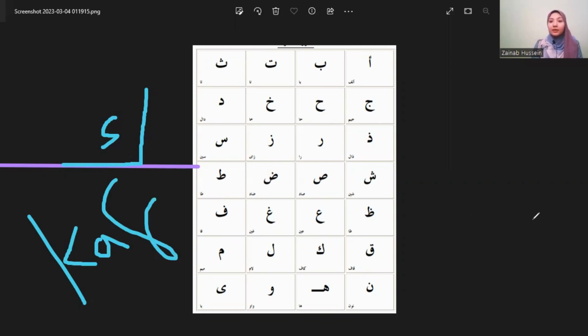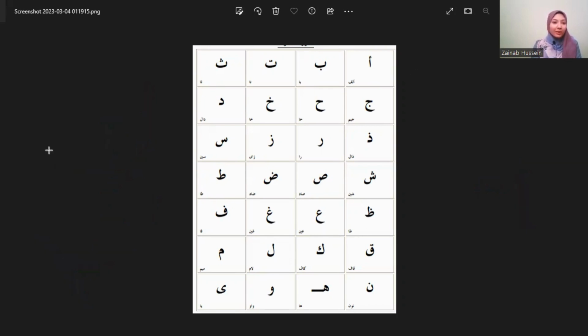Okay. Another thing, kaf is like a straight line connected with another straight line, but on the line itself, a half circle with a tail. Kaf, like cake.